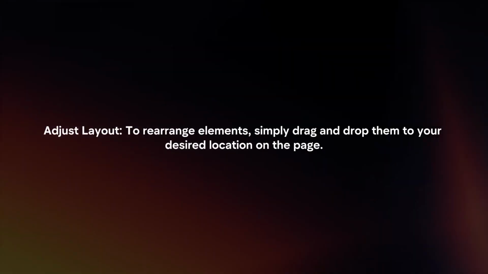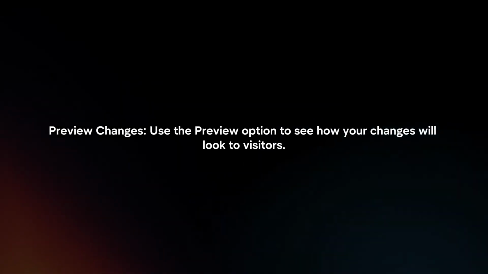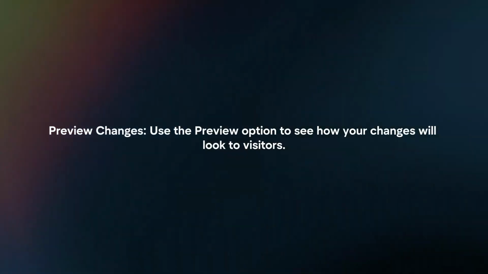Adjust layout. To rearrange elements, simply drag and drop them to your desired location on the page. Preview changes. Use the preview option to see how your changes will look to visitors. Save changes. Once you're satisfied with your edits, click the Save button to apply the changes to your live website.